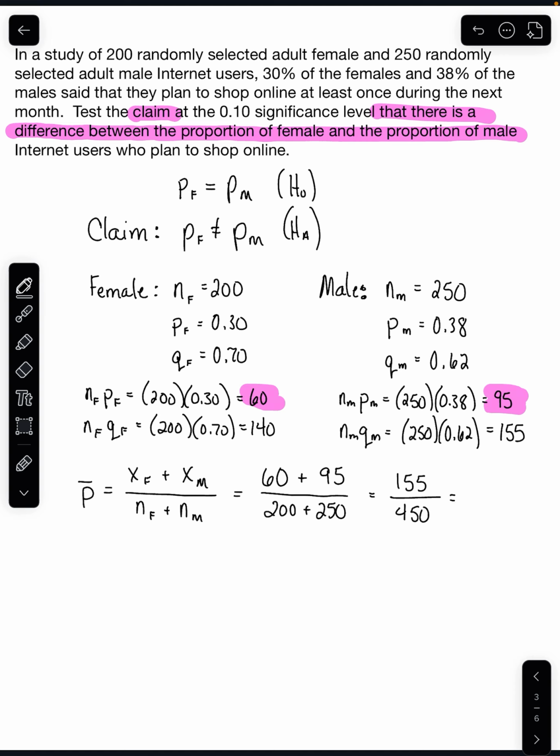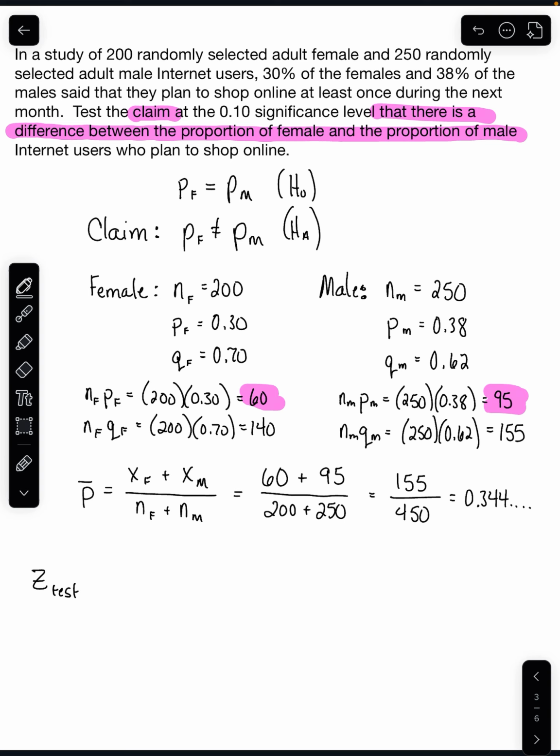Now, this is not likely to give us a particularly nice value. In fact, it does give us a repeating decimal. And we know from experience that we should try not to use a rounded value if we can avoid it. But if we have to, we could probably round this to 3 or 4 decimal places and get away with it. We now have everything that we need. So we are ready to calculate our test statistic.